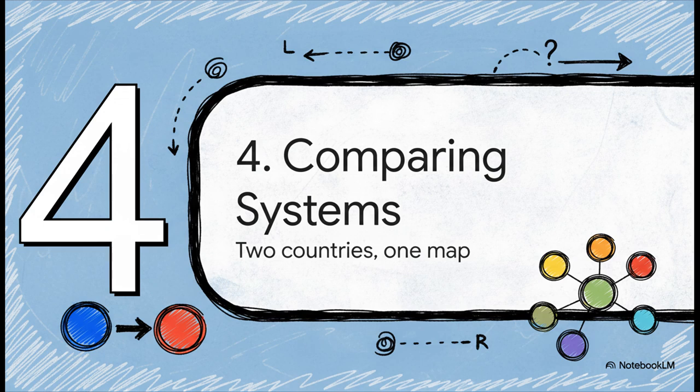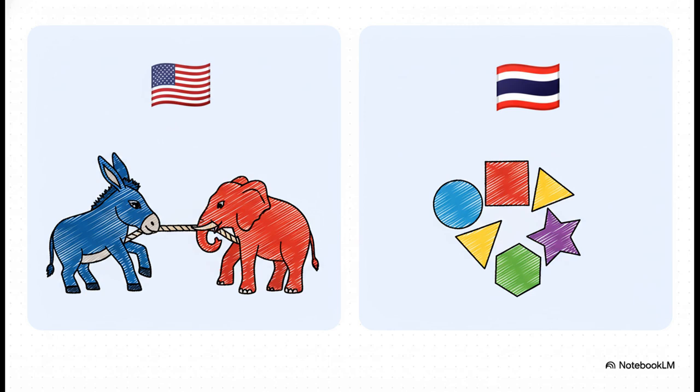So now for the fun part. What actually happens when we put these 2 very different systems on the same map? What can we learn when we look at them side by side like this? Well, the first thing that just jumps right out at you is the structure. The US system is basically a giant tug-of-war between 2 big teams. But in Thailand, power is spread out all over the place. To actually govern, you almost always have to build a coalition, meaning multiple parties have to team up.